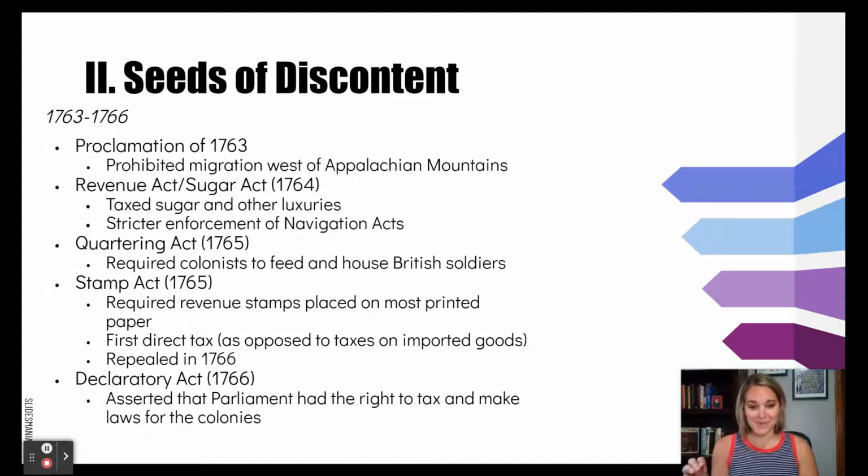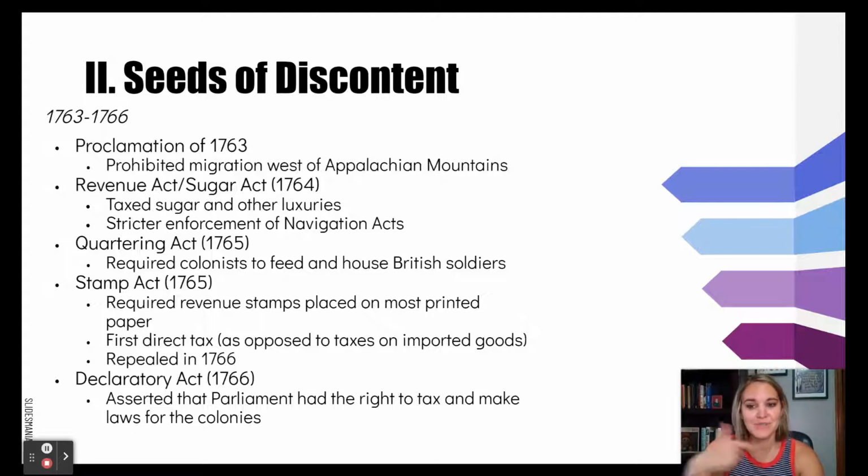When it is repealed, Britain passes what's called the Declaratory Act, where they say, yes, we are repealing the Stamp Act. However, we have the right to pass taxes if we want to, even though we're not. The colonists pretty much just ignored that one.